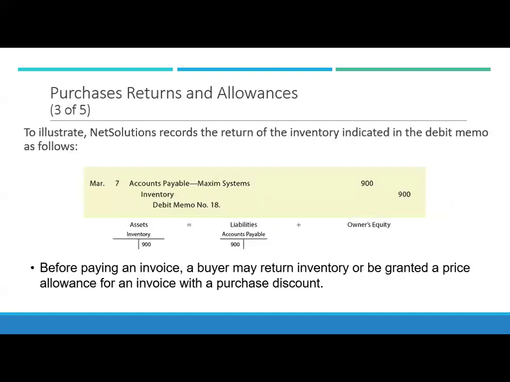And so this is the journal entry from the buyer's perspective. The buyer debits accounts payable by $900 and they credit inventory, because the bill they have to pay reduces and then the inventory cost goes down because of that.